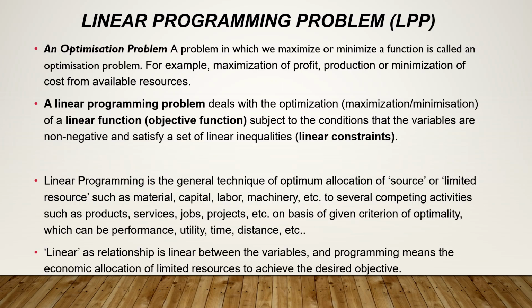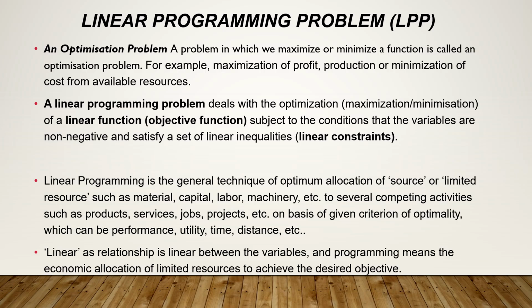Some definitions. An optimization problem is a problem in which we need to maximize or minimize a function, and that function is called the objective function. For example, as I said, you can maximize the profit, production, or you can minimize the cost, time, or any other resources. Now, a linear programming problem deals with optimization, meaning maximization or minimization of a linear function subject to some conditions. These conditions are fulfilled by some variables which are non-negative and they satisfy a set of linear inequalities which are called constraints.